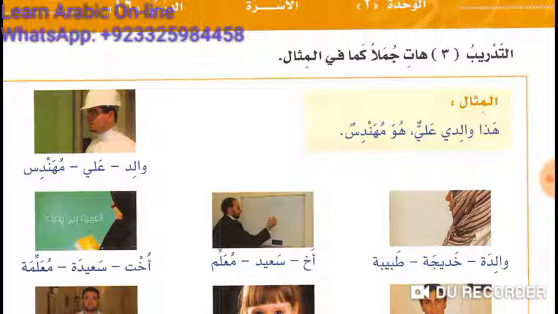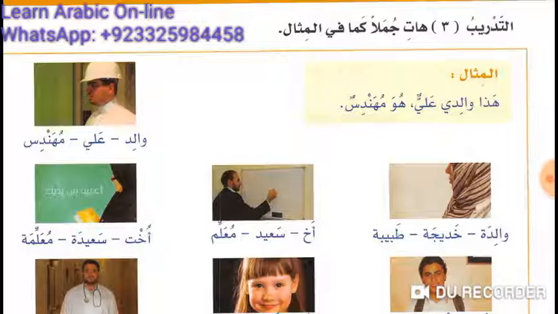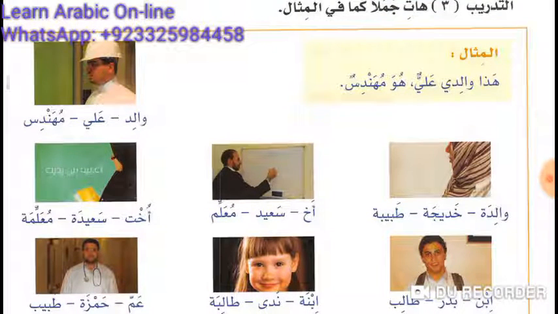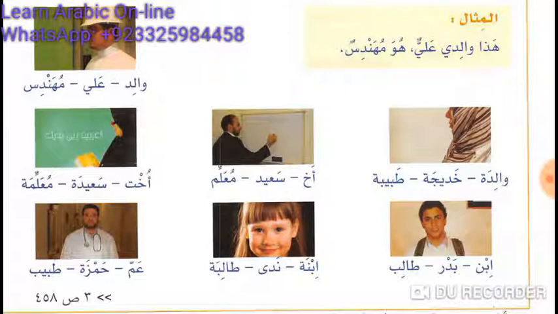Next we have the تدريب الثالث, third exercise. هاتِ جملًا كما في المثال. Bring sentences like the one in the example. المثال means example. First one will say: هذا والدي علي، هو مهندس. This is my father Ali, he is an engineer. Similarly, introduce all these people.